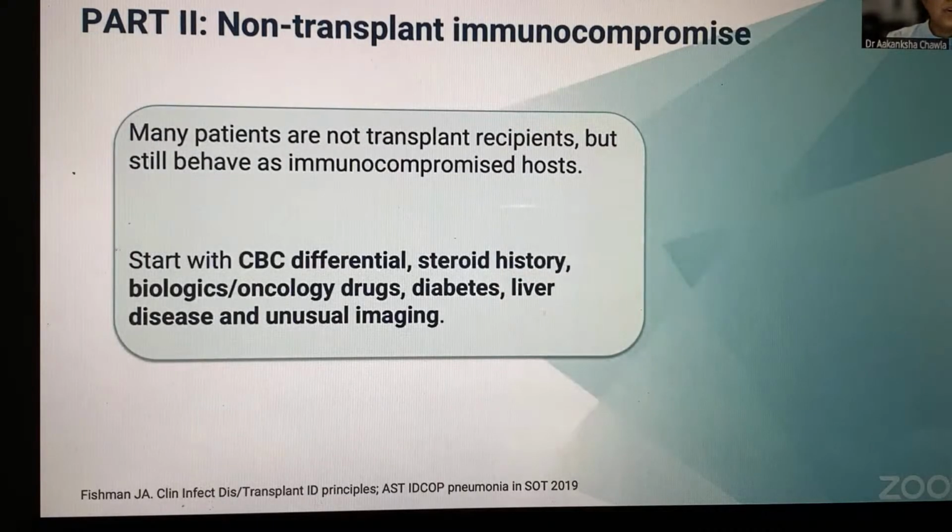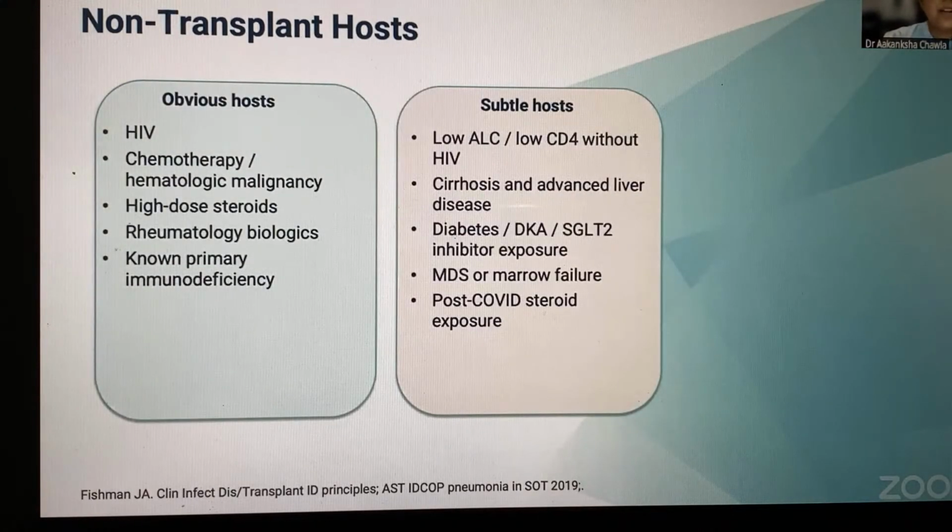So now we talked about the transplant. Now the non-transplant immunocompromised. So many patients are not transplant recipients, but they behave as immunocompromised hosts. So you need to understand what all you need to see in these patients, what all you need to send. So you need to have CBC differentials. You need to have history of any steroid, biologics, or oncological drugs, any diabetics, any patients with liver disease, or you're seeing an unusual imaging. Who are your common non-transplant hosts? Patients with retroviral disease, patients on chemotherapy, patients on high-dose steroids, rheumatological biologics, or any known primary immunodeficiency.